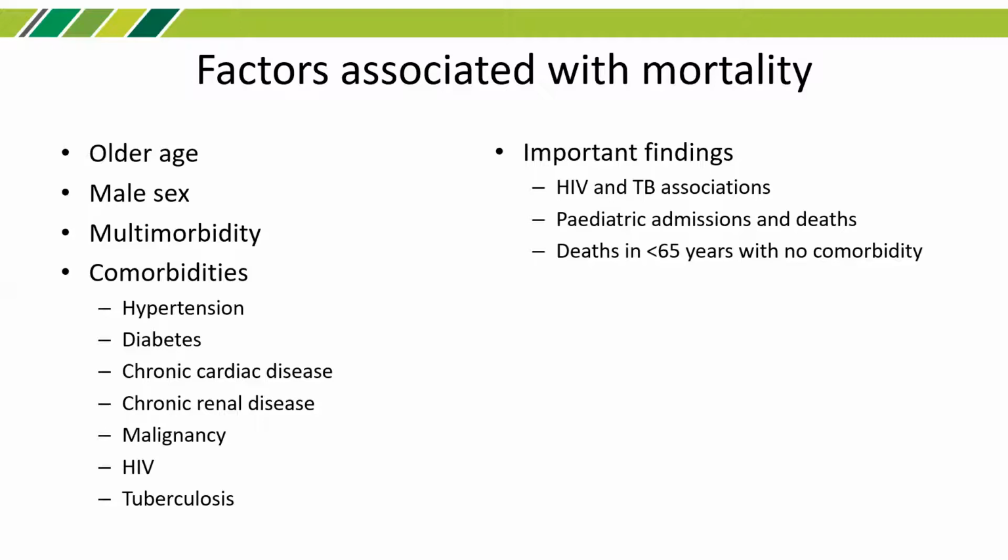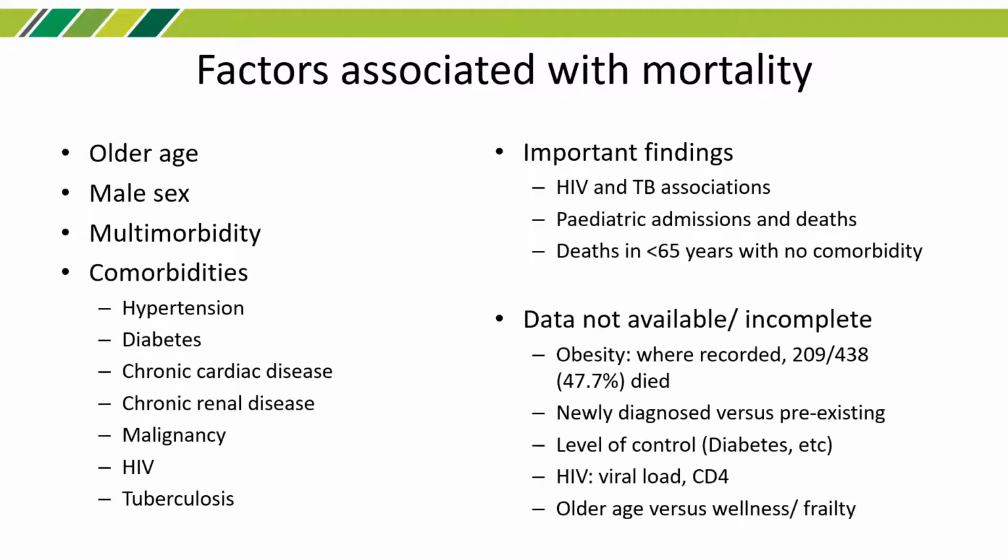The other things that are important in this data is that while other countries have reported on some of the other risk factors, for the first time we're seeing that there are associations with HIV and TB in South Africa. We're also seeing that there are a number of pediatric admissions and a few deaths, whereas in other countries they did not report many pediatric deaths. And I think also important to remember, even though there's a higher risk in older people with comorbidities, there have been some deaths in people younger than 65 with no comorbidities.